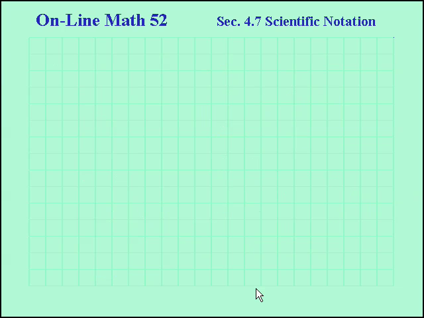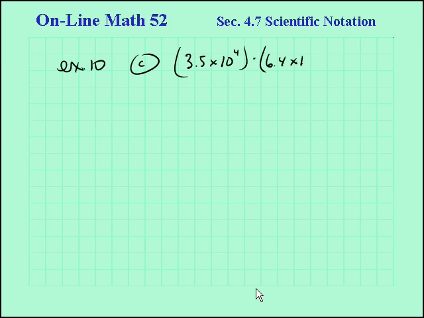And so we're still on example 10 here. Part C says we have 3.5 times 10 to the 4th times 6.4 times 10 to the 7th. And again, the first thing we can recognize is that we can multiply the coefficients together separately from the powers of 10. So again, doing some scratch work off to the side, 3.5 times 6.4.